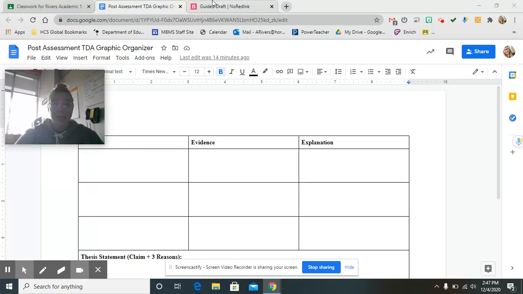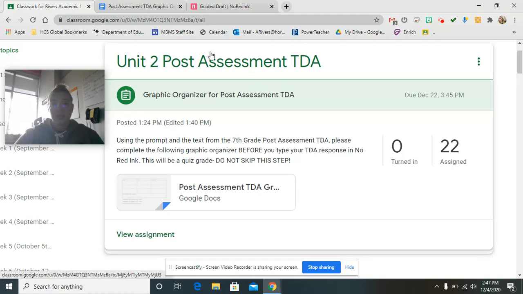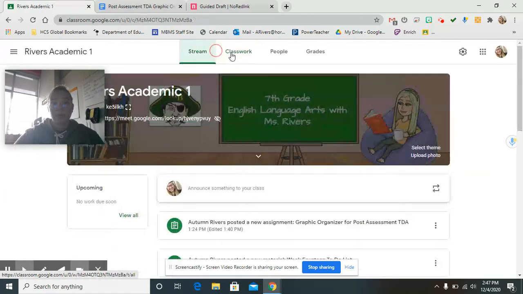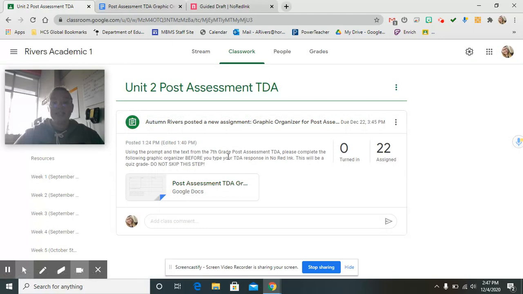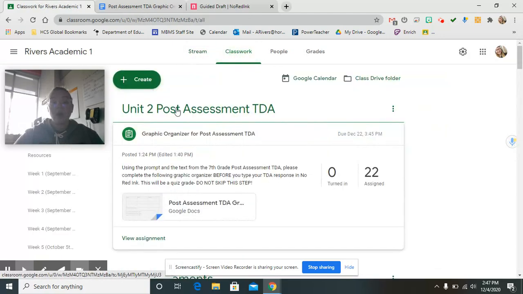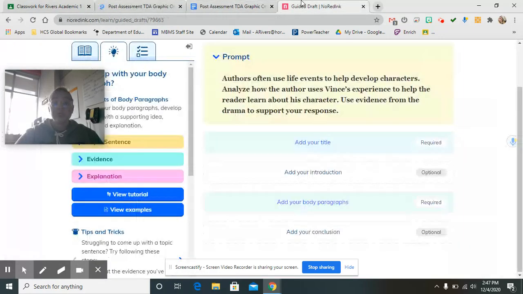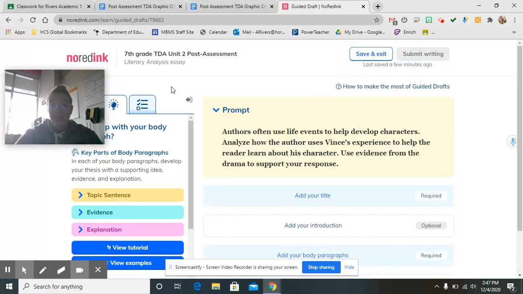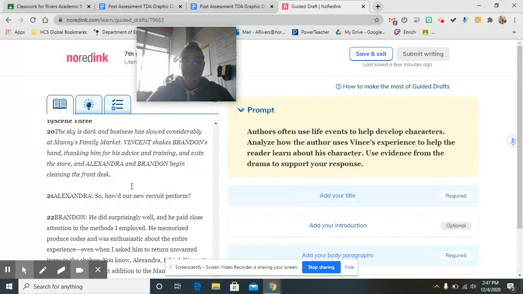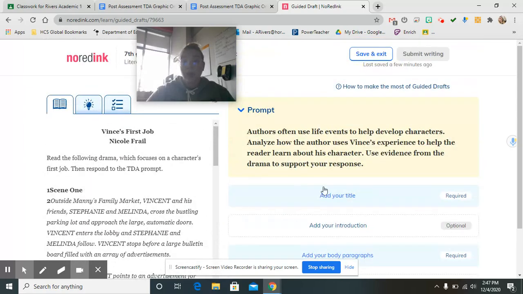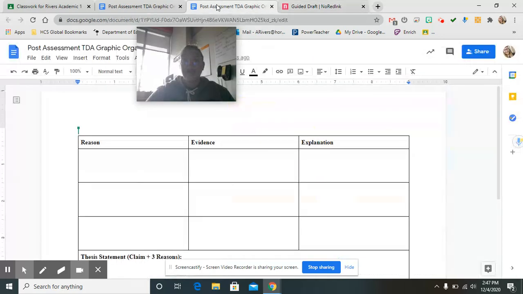So just to recap really quick, in Google Classroom, when you go under classwork, you are going to see that there is a new topic. It is called Unit 2 Post-Assessment TDA. This is where your graphic organizer is. You are going to complete this graphic organizer using the prompt and the text in No Red Ink. So the prompt and the text are in No Red Ink, but the graphic organizer is going to be in Google Classroom.